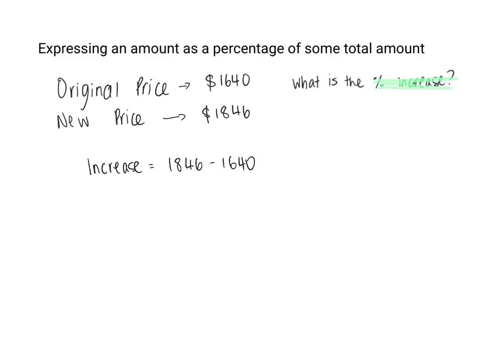That gives us a difference of $206. Now we want to know, what is the percentage increase? The increase came off the original amount, so we want to know what this $206 is as a portion of the original amount. So we're going to say, what is 206 over the original amount of 1,640? So we've got the original price being here and the increase is here.